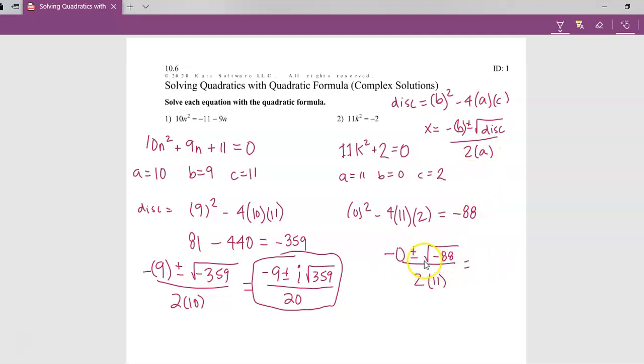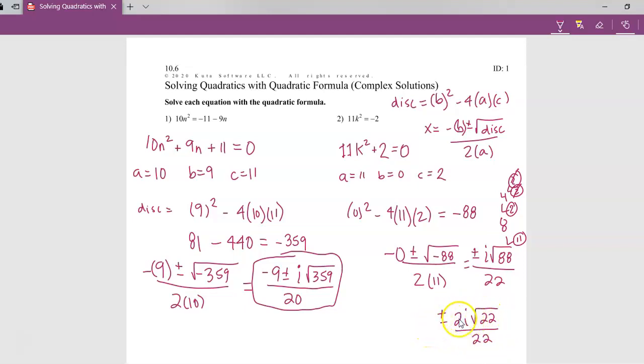So the 0, of course, would go away. So I would just have plus or minus i square root 88 over 22. Now 88 looks like it'll break down, so that would be 8 times 11. 11 is prime. That would give me 2 times 4 and 2 times 2. So because we have two 2's underneath, I can bring one out. So this would be a 2i out front. The 2 and the 11 are both alone. They would have to stay underneath, get multiplied back together over 22.